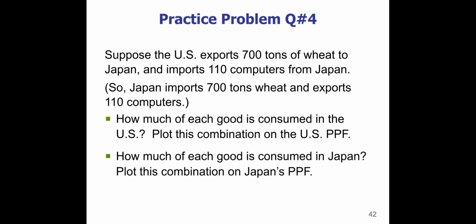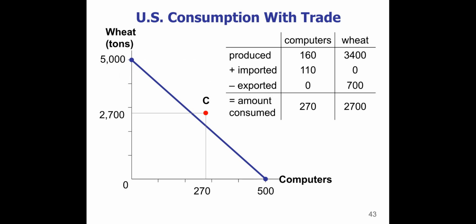If you did something correct, something really interesting should happen to your PPF graphs. So for the United States, if we graph 2,700 and 270, our point is outside or to the right of the PPF curve. And what do we know about points outside the PPF curve? These are points that are not possible. We could not make this combination of wheat and computers on our own without adding more resources or workers. So this is really beneficial to us. We're getting more products that we couldn't make on our own.